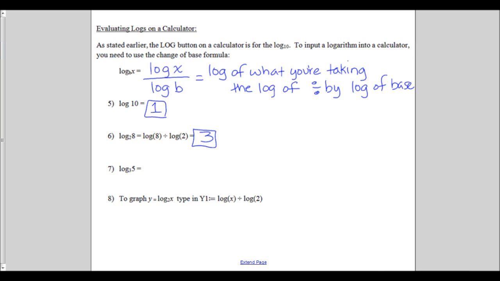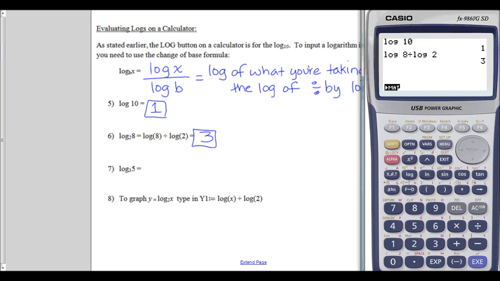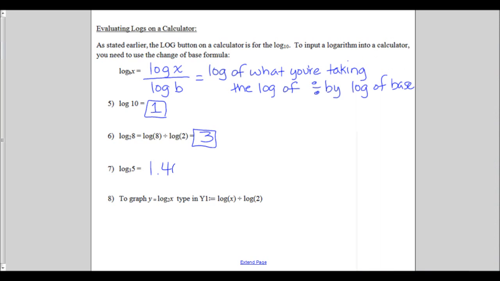Not all logs will be that obvious that you can figure them out in your head, especially if they're irrational numbers or numbers that we cannot express without this logarithm expression. To type the log base 3 of 5 in my calculator, I need to type the log of 5, the log of what I'm taking the log of, divided by the log of 3, the log of the base, and that gives me a decimal answer of 1.4649. I like to give 4 places after the decimal, and I just chop it off.